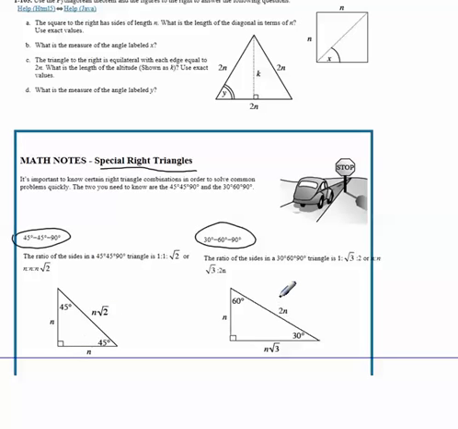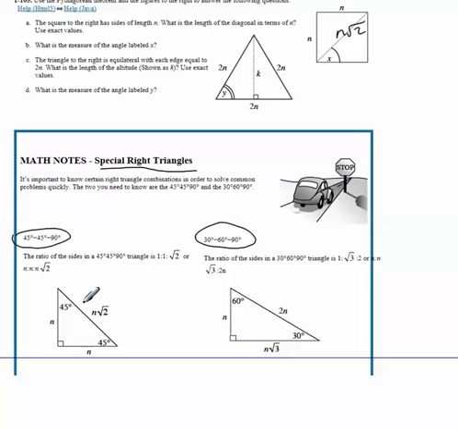And in the 30, 60, 90, it's the hypotenuse divided by 2 gives the short leg, and the short leg times the square root of 3 gives the long leg. So let's see what we get here. The square to the right has a length of n on its sides. What is the length of the diagonal? Use exact values. So the diagonal here would be n times the square root of 2, according to our little rule here.